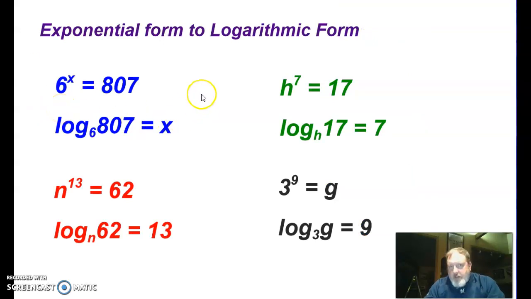All right, again, we're just going back and forth here from exponential to logarithmic. So this is base 6, log base 6 of 807 equals the exponent. Log n of 62 equals 13. Log base h of 17 equals the exponent of 7. Log base 3 of g equals 9. So again, you're just converting from one form back to the other.